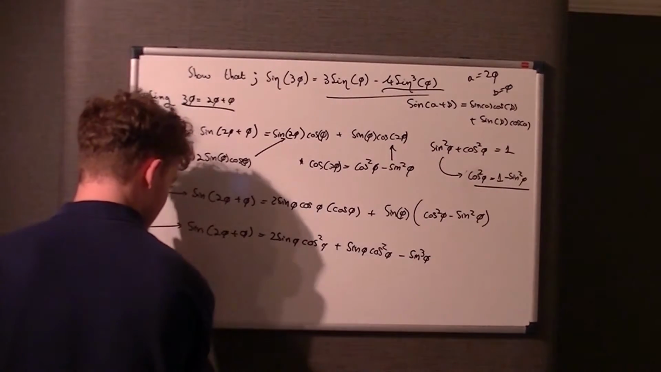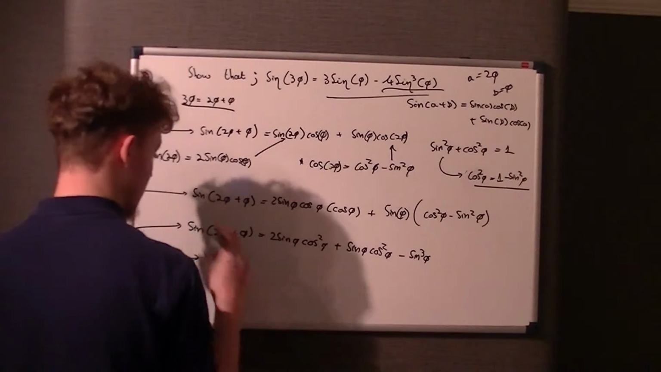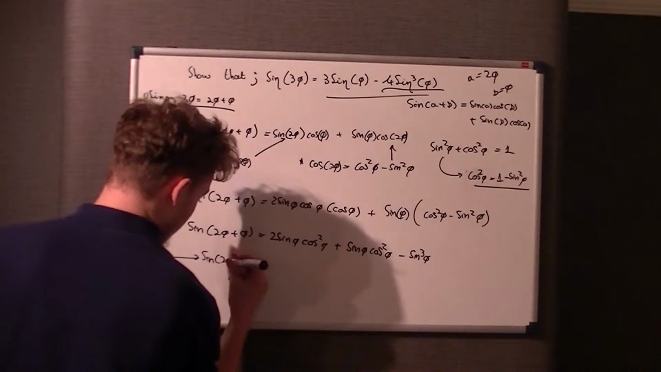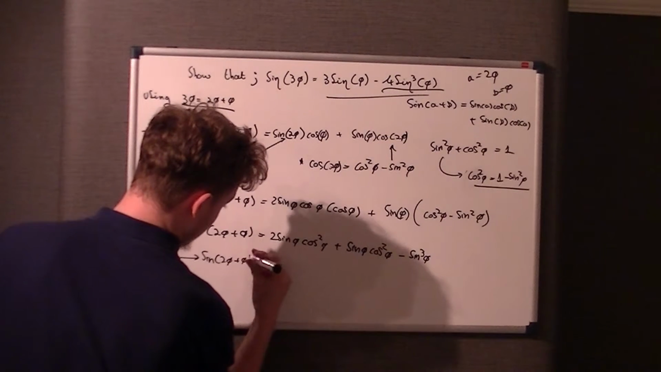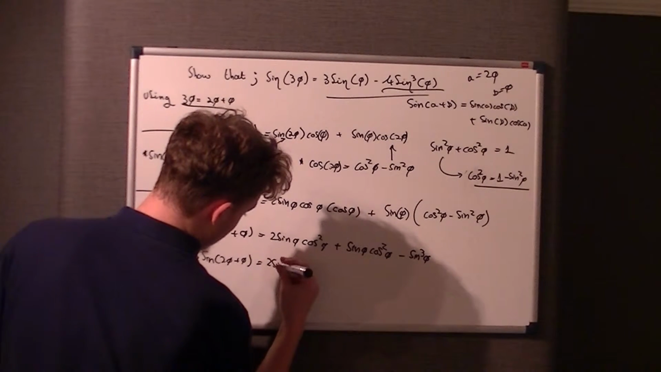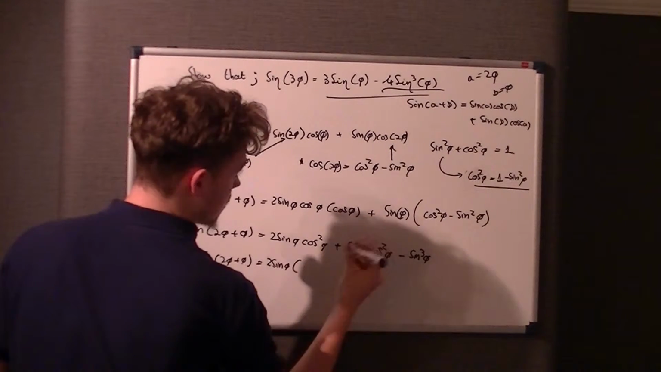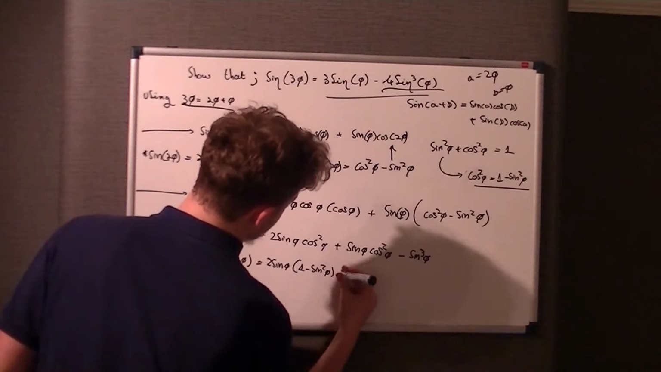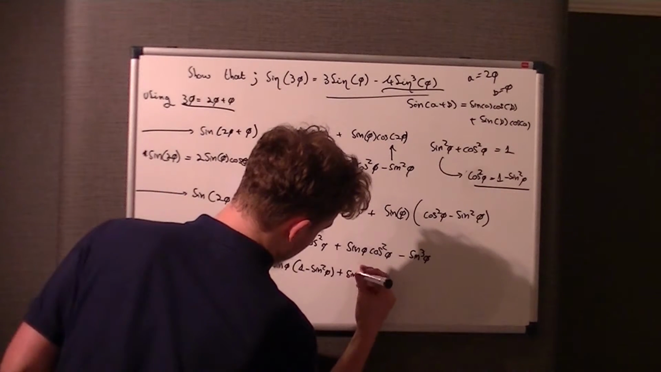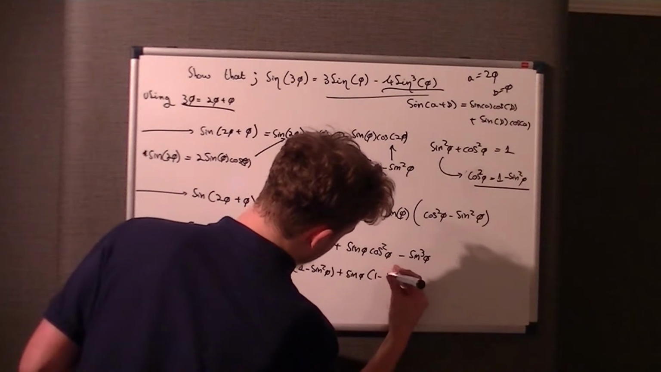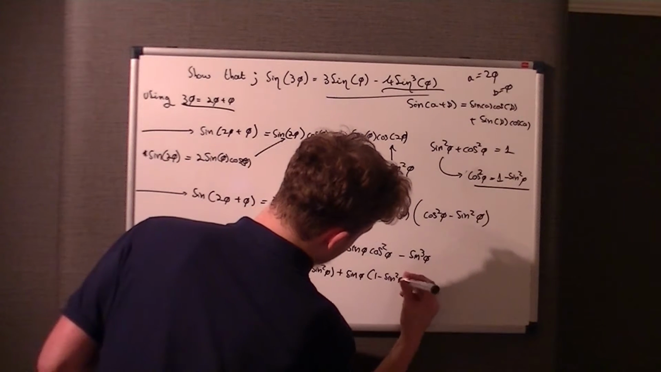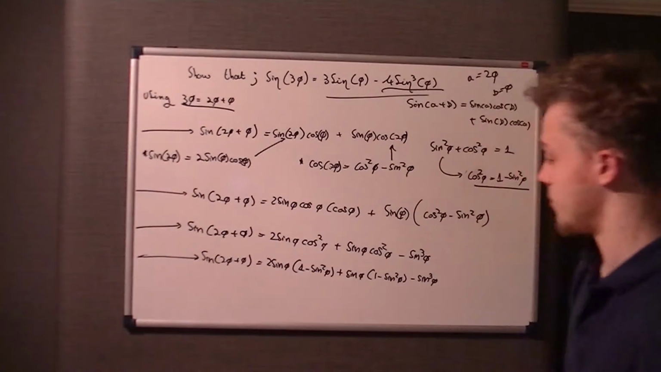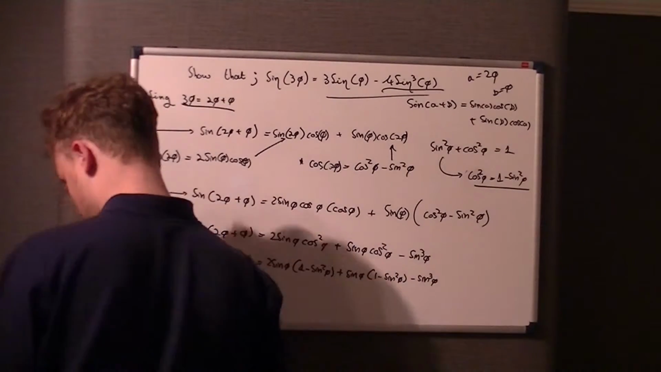Okay, so we sub that equation into each cos squared theta. Now as I said, you might have combined that to be 3 sine theta cos squared theta, but I didn't do that because obviously not as intelligent as myself. So 2 sine theta times 1 take sine squared theta plus sine theta times 1 take sine squared theta take sine cubed theta. Okay, now it's just a case of expanding this and simplifying it down.